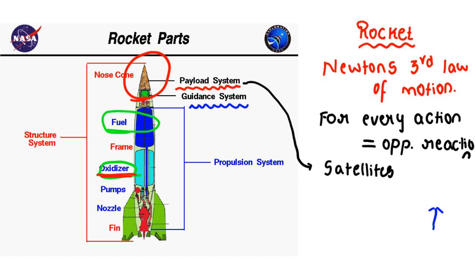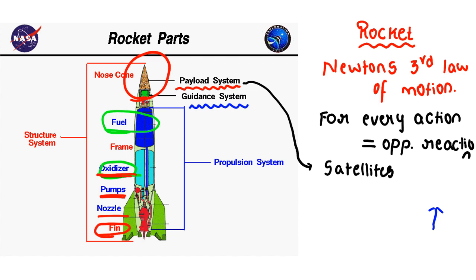And here you can observe the pumps, the nozzles and the fin. Then what is the importance of the fin? The fin helps provide the stability of the rocket while it is in the space. Clear? Fins provide the stability.